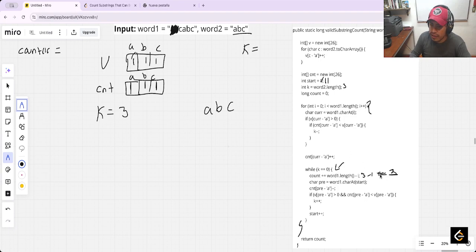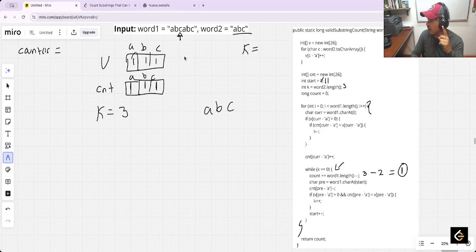Sorry, this is wrong. Here it is 3 less 2, it's equal to 1. It means that until this point we have one element, or one substring. Okay.